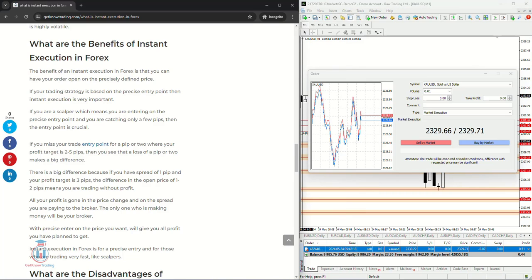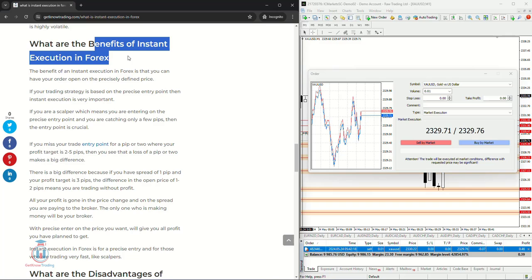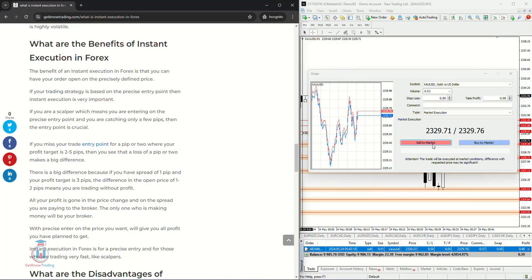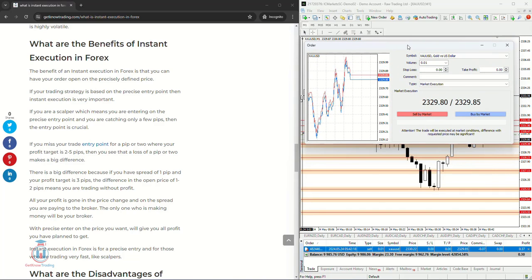Now, there are some benefits of instant execution in Forex, and that is a quick open at the market price, which you can see currently on the chart. And also if you are a scalper, this helps a lot, because if you have a trading robot that can trade for you, it opens the trade in milliseconds, not seconds. So this is a very important thing.